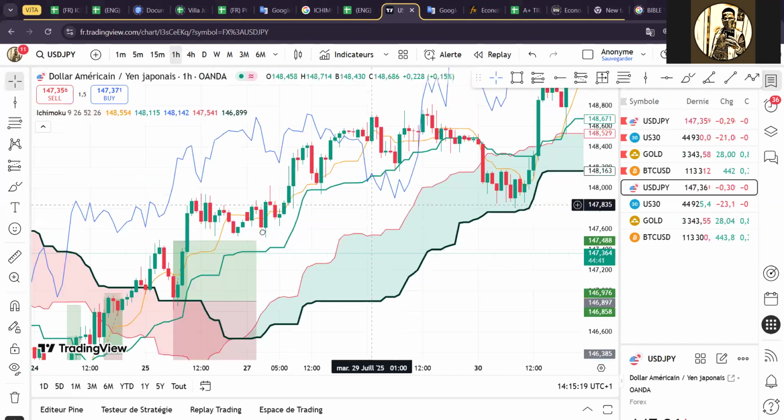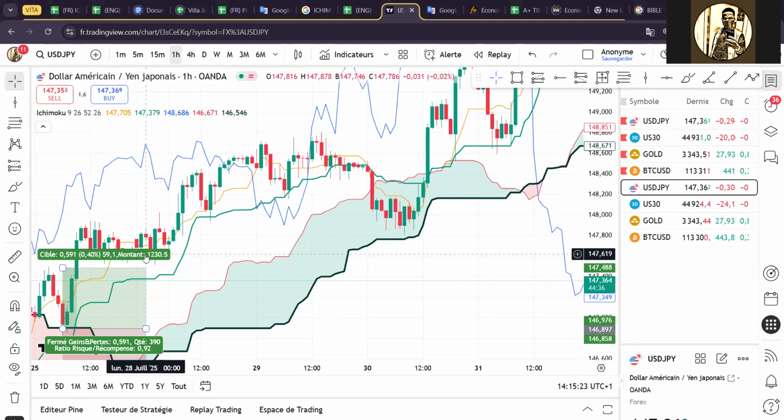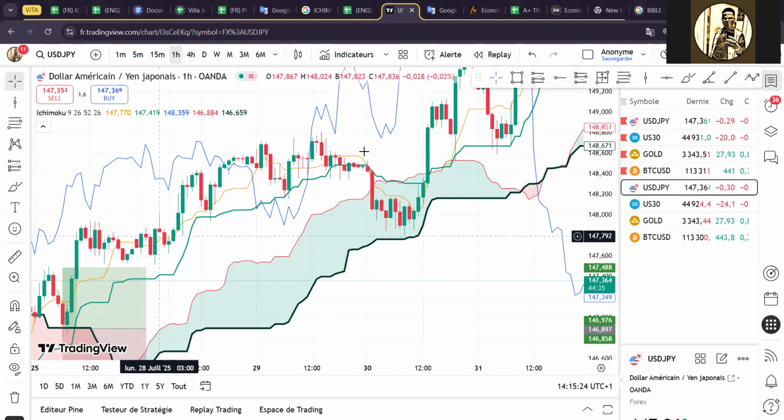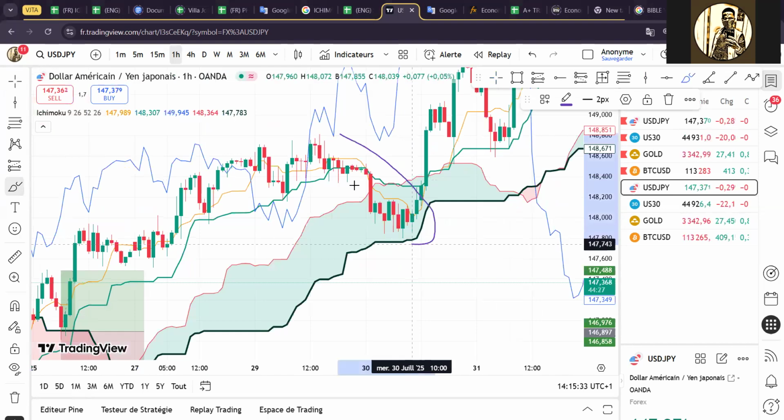Now, after that, we have this correction. The next phase is the correction phase. The correction phase appears just when Tenkan and Kijun are going on the other side of the trend. The trend is still bullish.